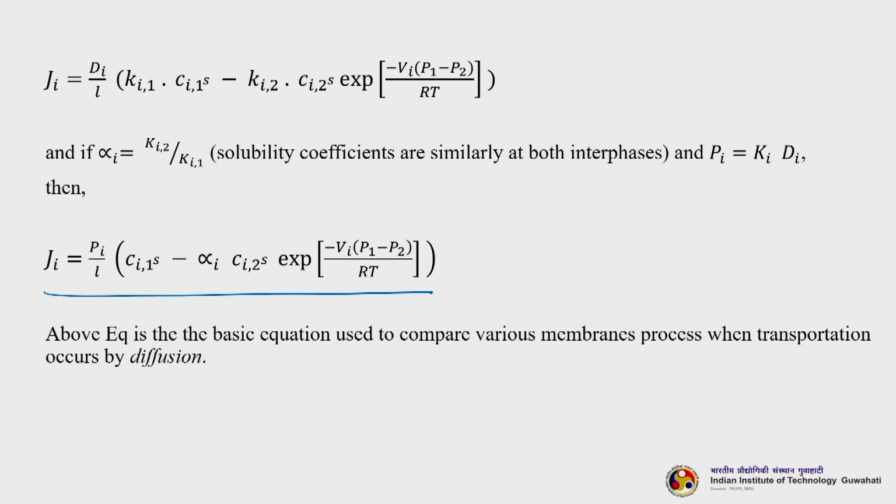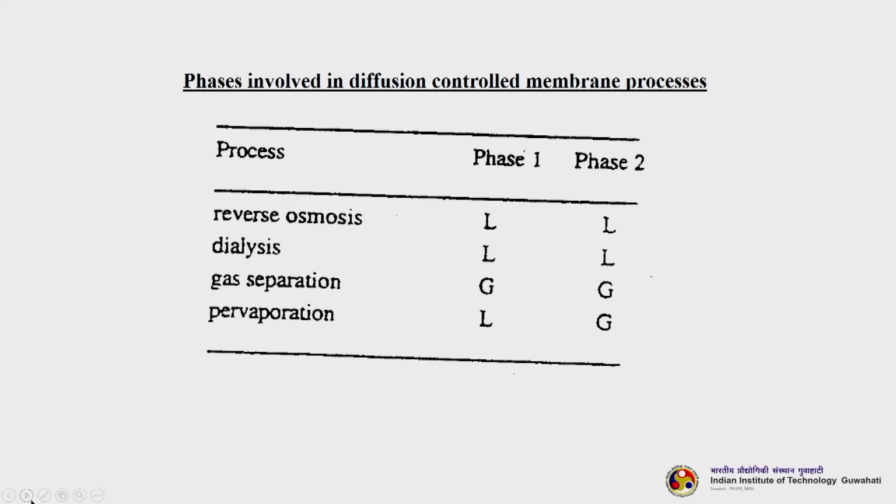The above equation is the basic equation used to compare various membrane processes when the transportation occurs by diffusion. So, these are the phases involved in diffusion controlled membrane processes. Here you can see that two different types of phases are possible. In reverse osmosis it is liquid-liquid, in dialysis it is liquid-liquid, in gas separation it is gas-gas, and in pervaporation it is liquid and gas.